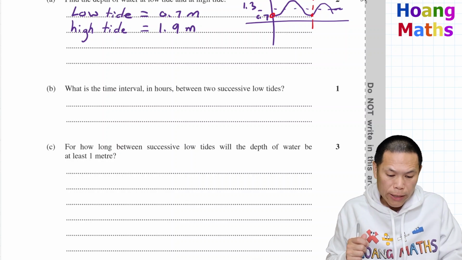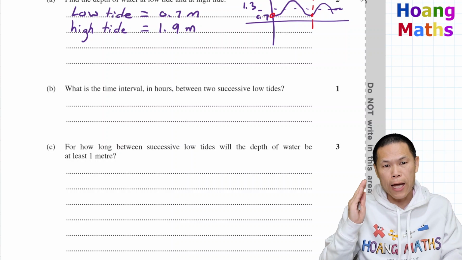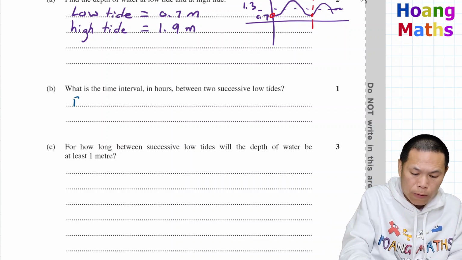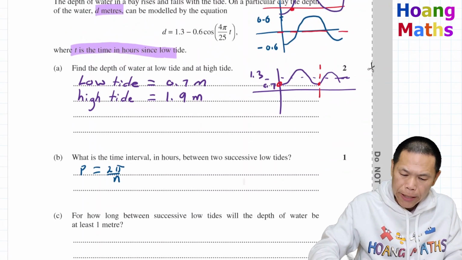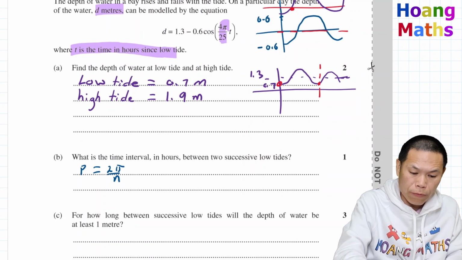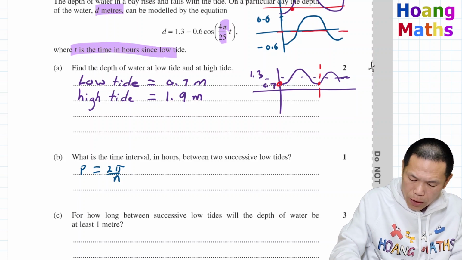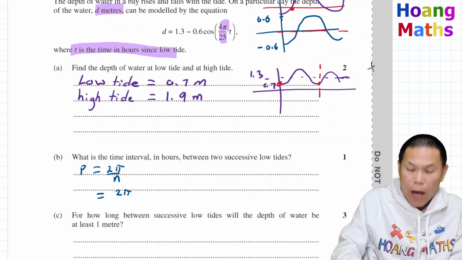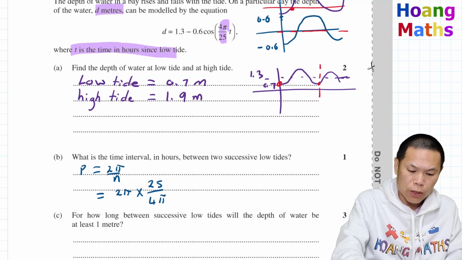Part B. What is the time interval in hours between two successive low tides? In other words, we need to find the period. We know that period is 2 pi over n, and n is 4 pi over 25. So we just divide by 4 pi over 25. Let me write here: 2 pi divided by 4 pi over 25 is exactly the same as times 25 over 4 pi. So I just simplify this.